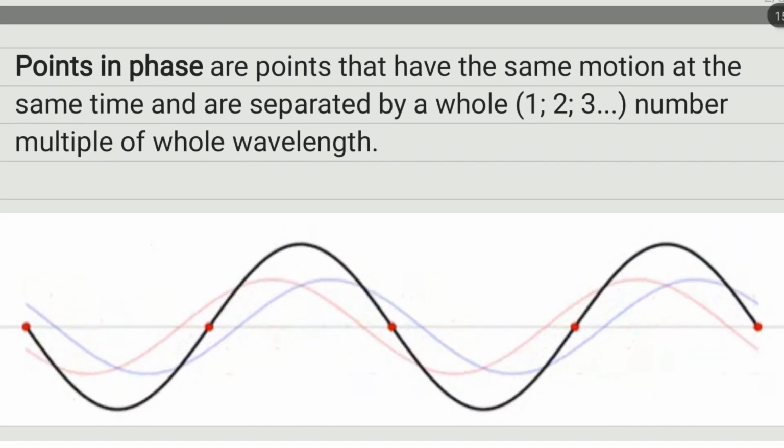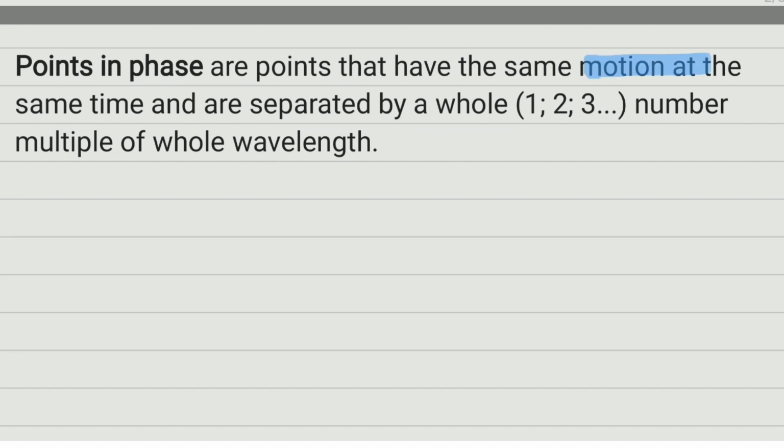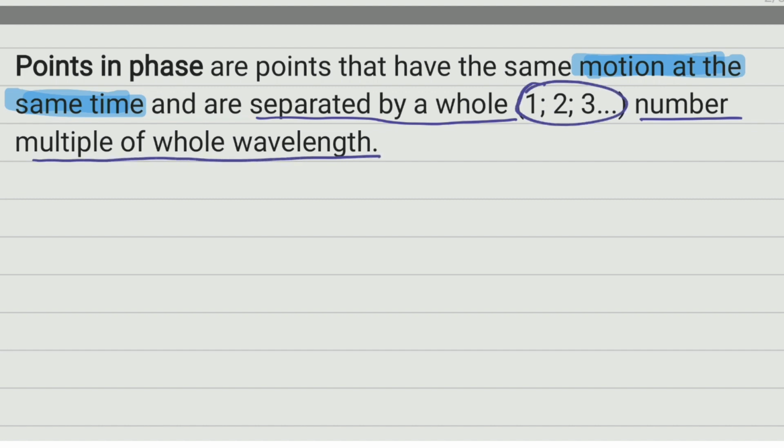Points in phase are points that have the same motion at the same time within the transverse wave. That is important. For instance, one point cannot be moving up while the other is moving down. Both points are moving at the same time, either up or down. But the most important part is that they are separated by a whole number of wavelengths. A whole number means they are separated by 1, 2, 3, or 400 wavelengths. That is important to know.